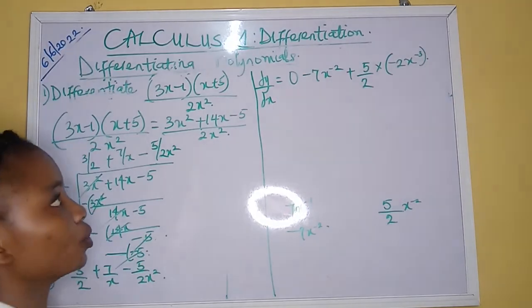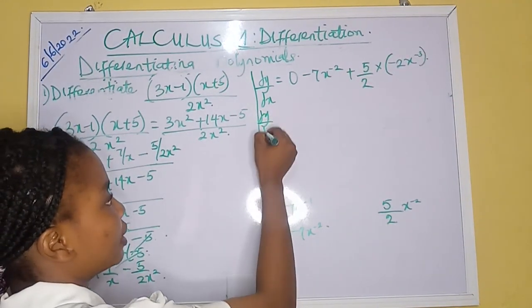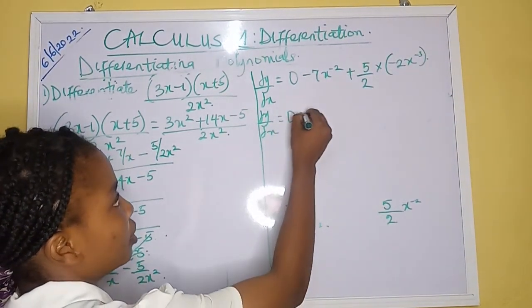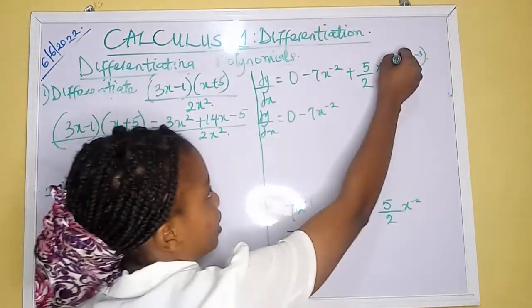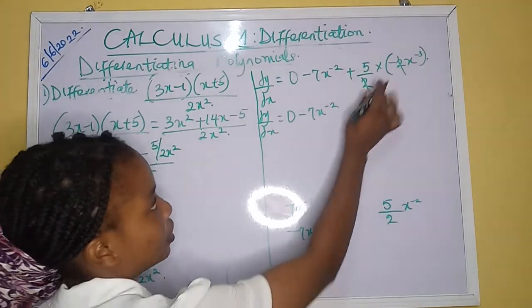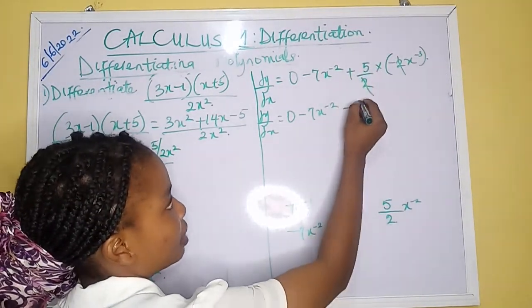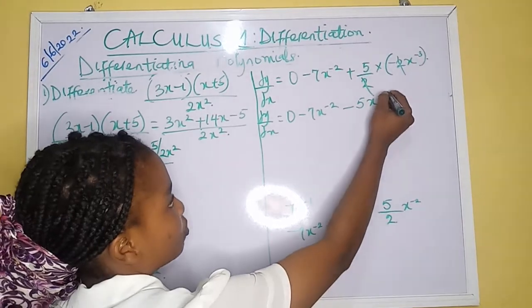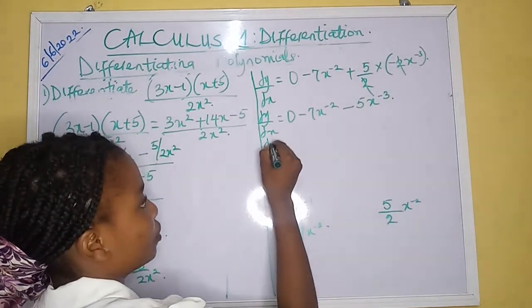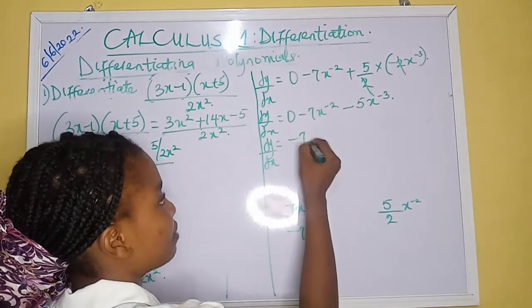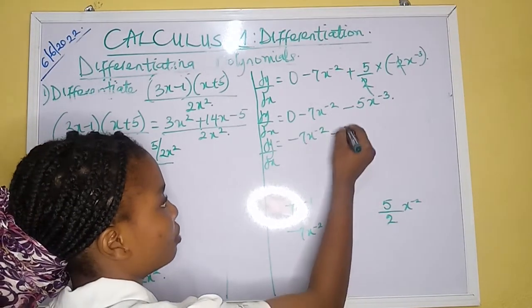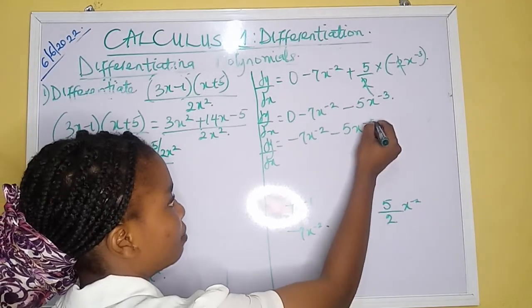Yeah, so dy over dx becomes 0 minus 7x raised to the power minus 2. This 2 cancels out this 2. The minus multiplies this as minus 5x raised to minus 3. So therefore, my dy over dx becomes minus 7x raised to minus 2 minus 5x raised to minus 3.